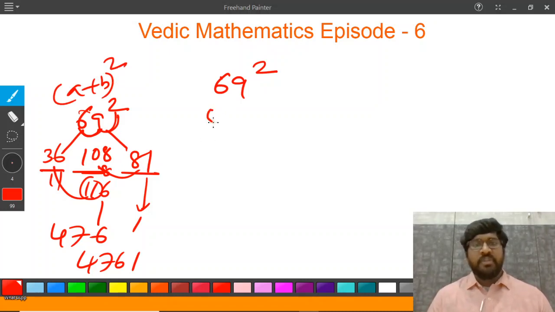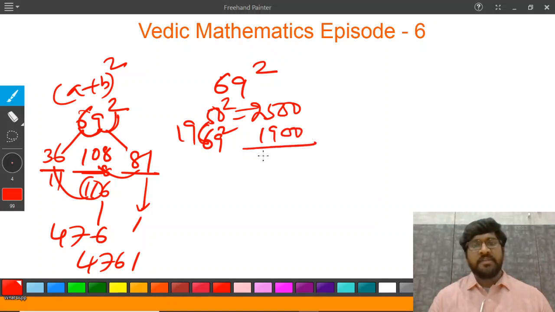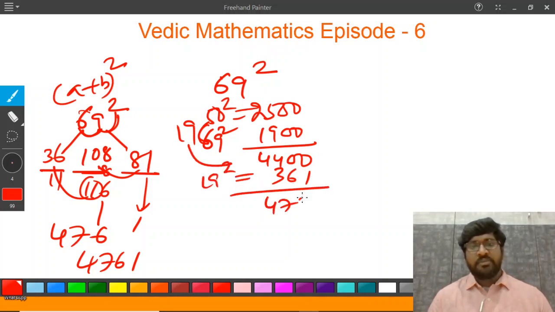What is the second method? 50 reference. 50 square is 2500 and the difference between 50 and 69 is 19. Since it is 19 more, I should add 1900s, which is 4400, and 19 square is 361. On adding, 4761, you got the same answer. What did I do? I compared 69 with 50, 19 more. As it is 19 more, I should add 1900 to 2500, so it becomes 4400. And since it is 19 more, I should add 19 square, which is 361, to this, 4761.